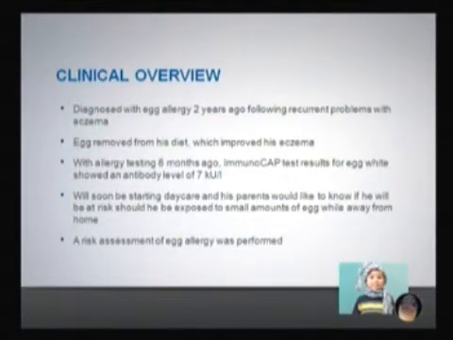The child was diagnosed with egg allergy at 2 years of age. It had eczema, and when the egg was removed, the eczema got better. When tested 6 months ago, the ImmunoCAP level for egg was 7 kilounits. Normally at 3 years of age in Sweden, they go to daycare. Now the question is, what is the risk of this patient going to daycare? Is it really a risk or not?